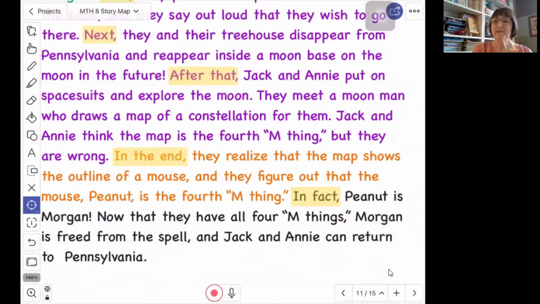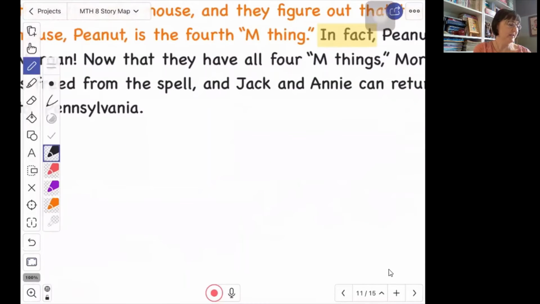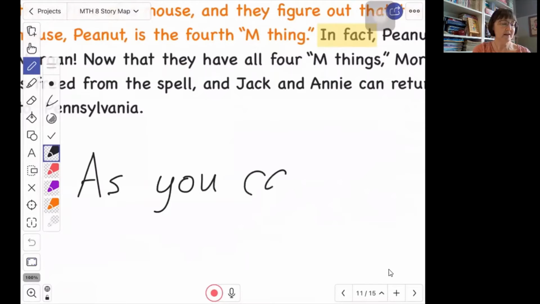In the end is a good transition for letting the reader know, okay, we're at the end of the story. I'm about to tell you what the solution is. And in fact is another type of transition as well. Another one that I like to use for the conclusion is, as you can see. This is one that I often use for my conclusion. I might say, as you can see. A fancy one that I sometimes use is hence.